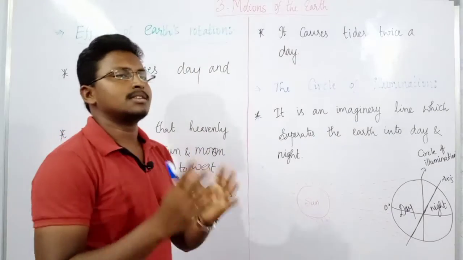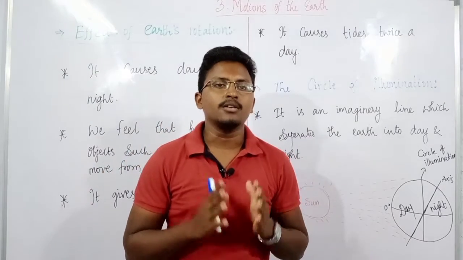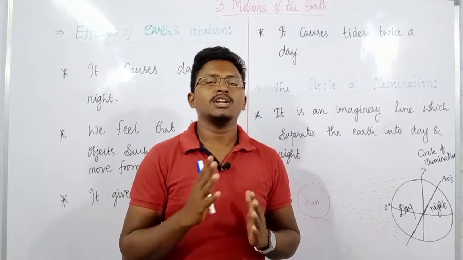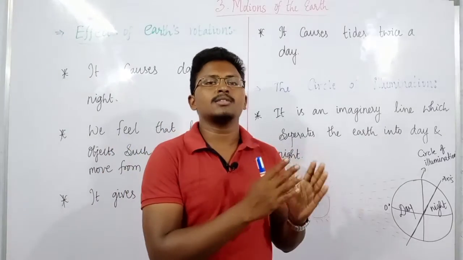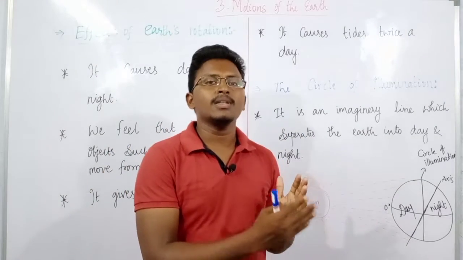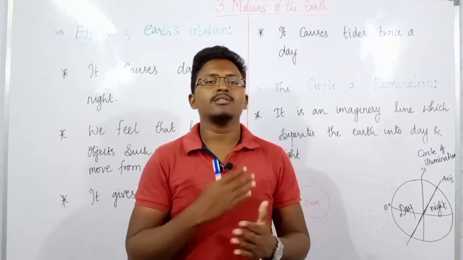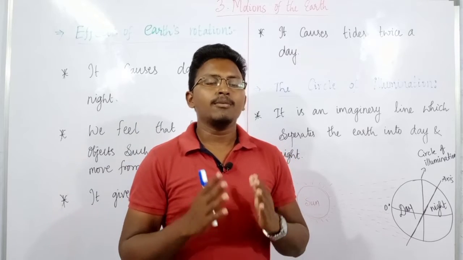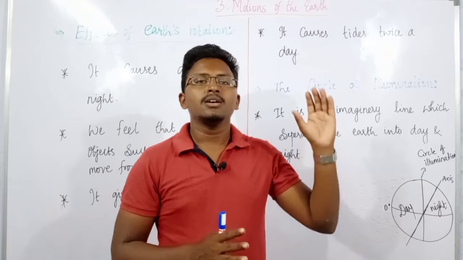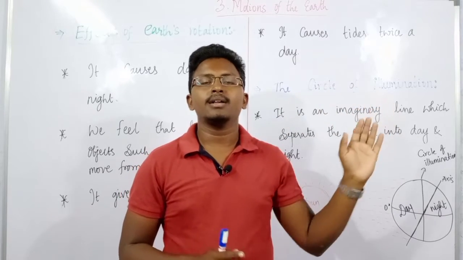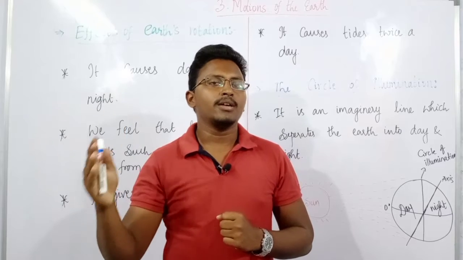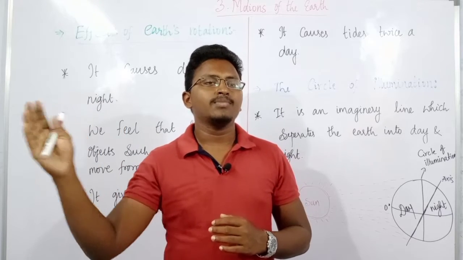Just imagine if the earth stopped rotating on its own axis. One part of the earth would continuously experience day and the other part would continuously experience night. Because of this, the temperatures would keep rising in the day part, and the temperatures would become very, very cold in the night part.